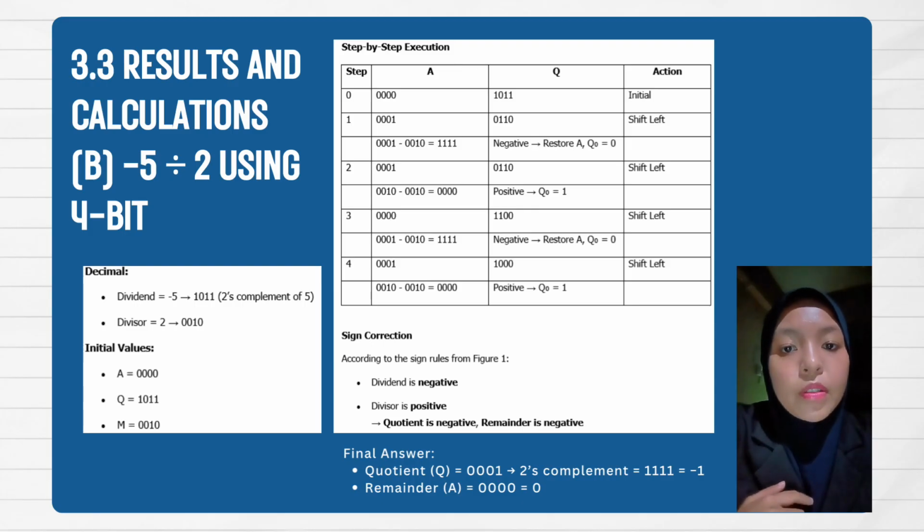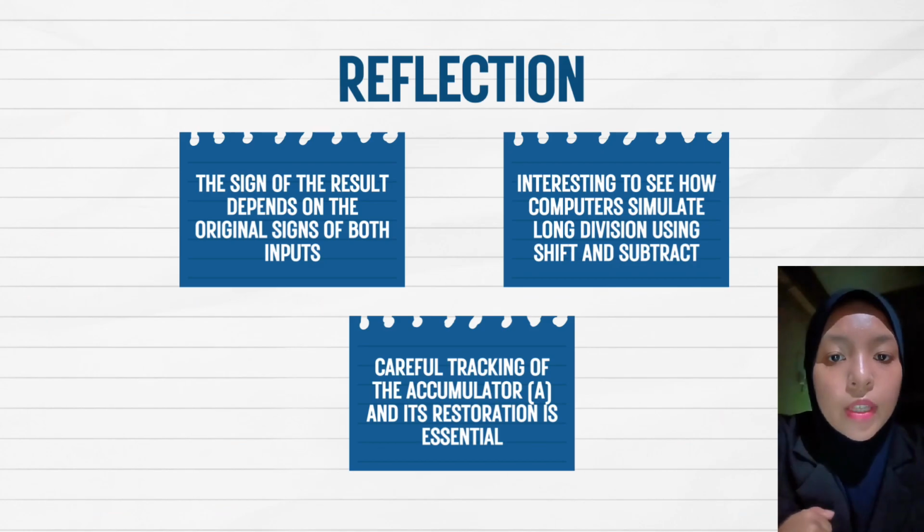These questions showed how signed division is handled in binary systems. A key takeaway is that the sign of the result isn't just based on the subtraction step, but depends on the original signs of the numbers. Another important part is to carefully track the accumulator and know when to restore A after a negative result. It's fascinating to see how computers perform long division through basic operations.